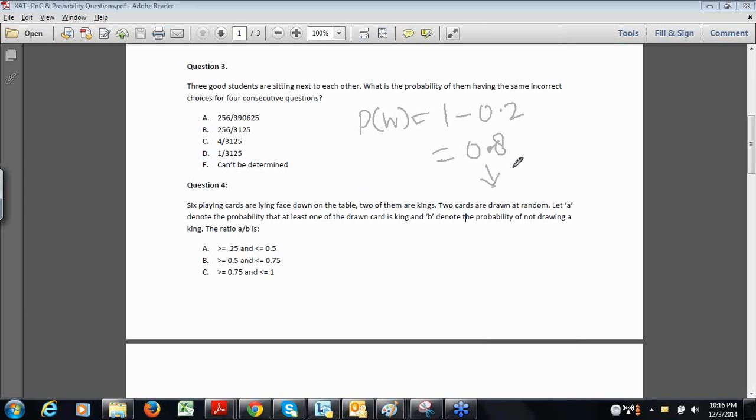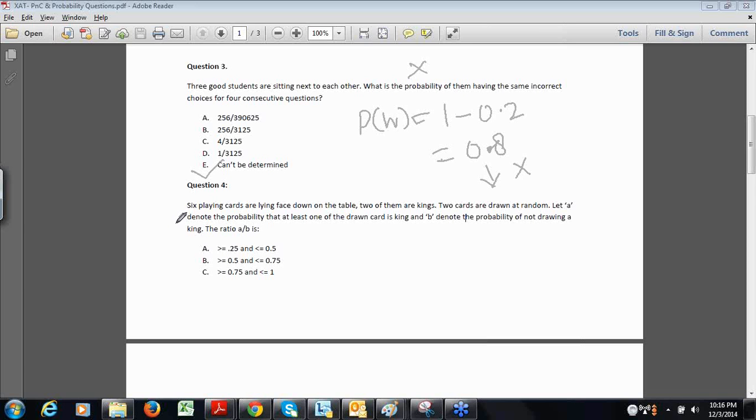Why will this not be right? This will be a wrong answer because one condition we have not taken into consideration. Why? Because the student does not attempt all the questions. If the student does not attempt all the questions, we have not taken that into consideration. So the probability of selecting a wrong answer cannot be calculated. So we'll go ahead and mark option E.